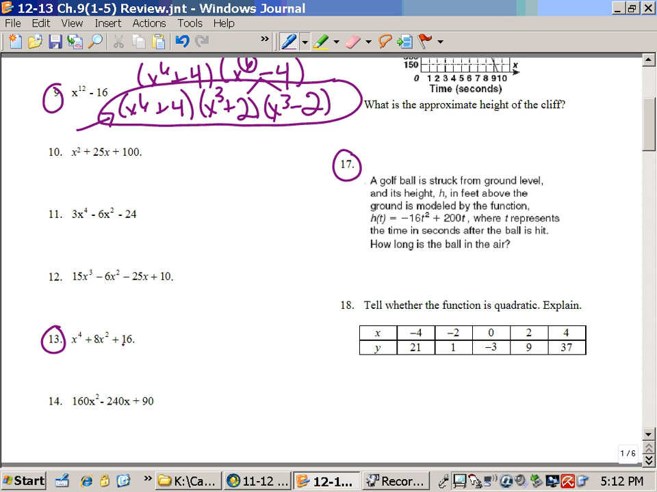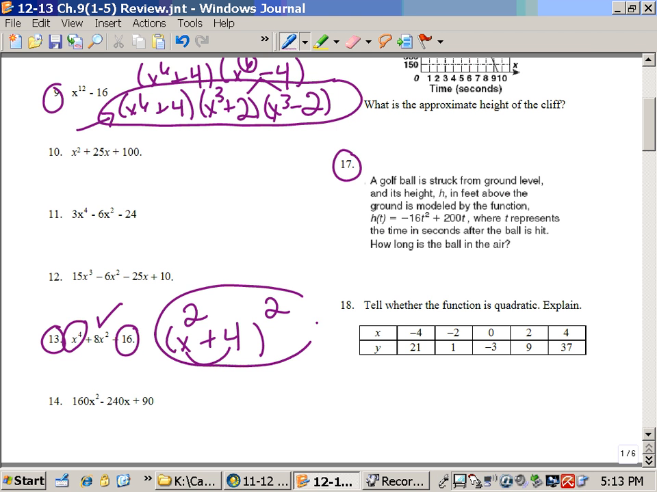Number 13. I notice that x to the fourth is even, and it's a perfect square. The 16 is also a perfect square. So I think this could be a perfect square trinomial. Half of the x's go here. 16 is 4 times 4. And if I multiply that, I get 4x squared, and double that gives me 8, so this is my final answer.